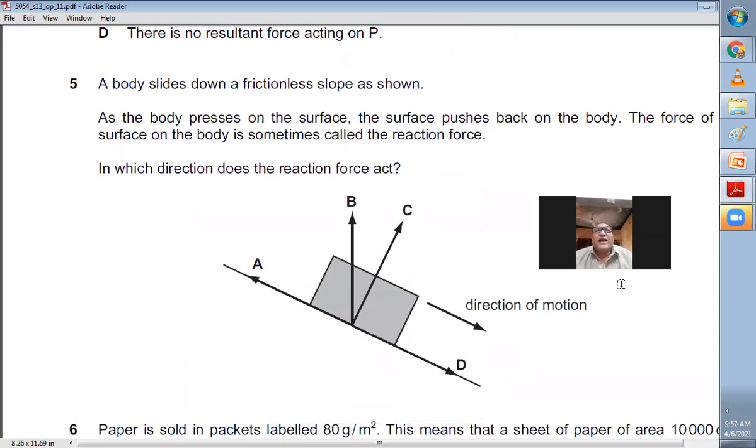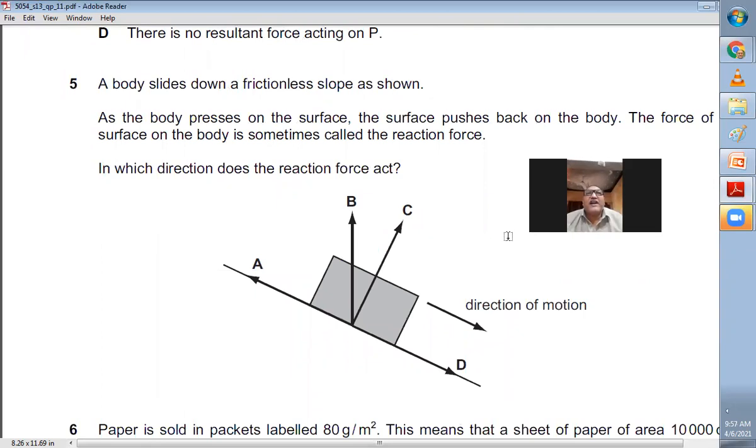So now we have question number 5 on your screen. A body slides down a frictionless slope as shown.